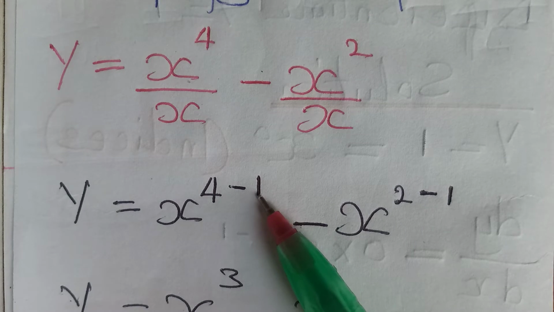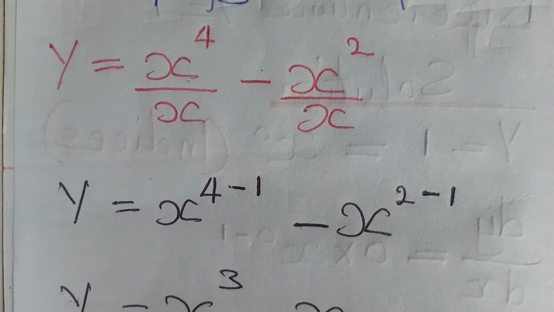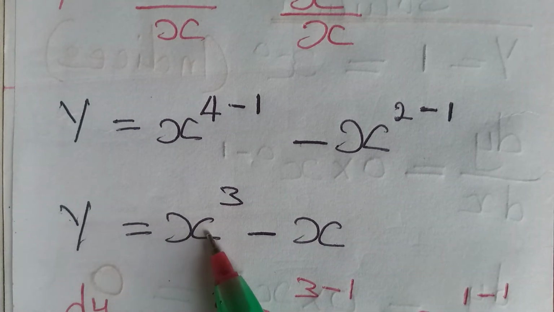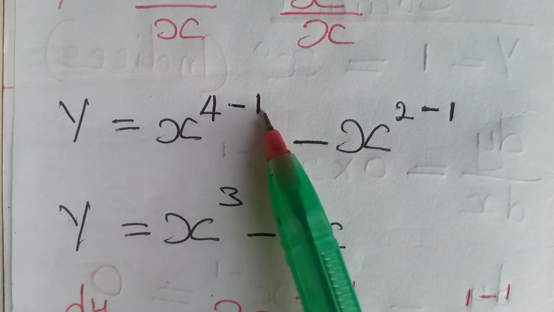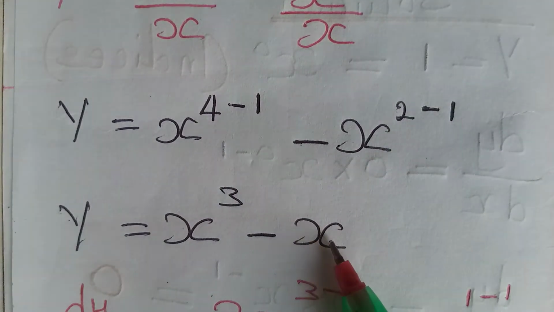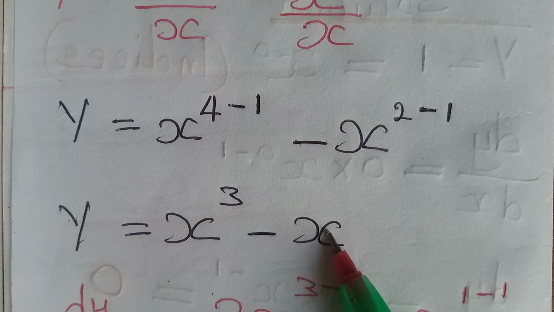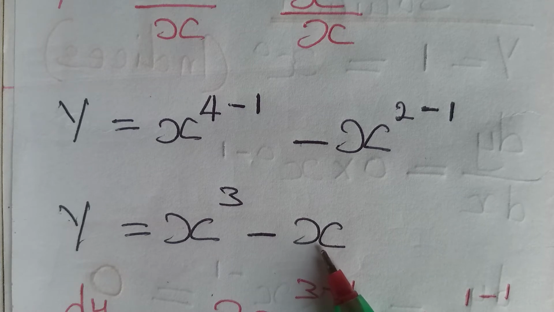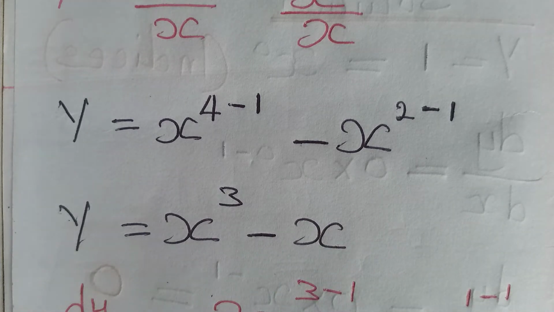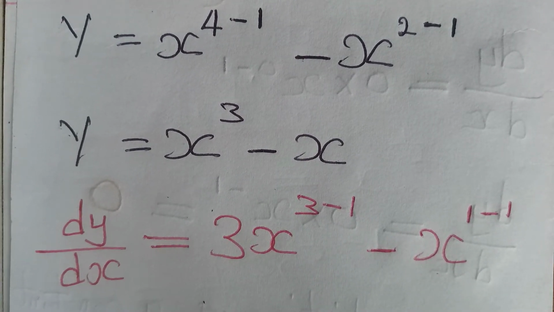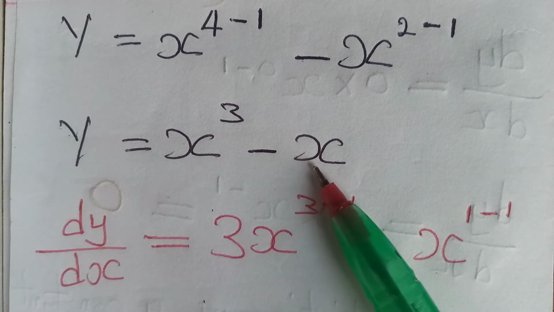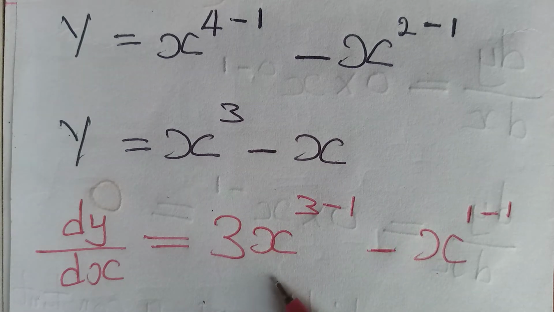4 minus 1 will give you 3, 2 minus 1 will give you 1. And that is what we have next in this line. You can see here y equals x raised to power 3, because when you remove 1 from 4, you have this. Then 2 minus 1 will give us this. Now, it is at this stage that you perform the actual differentiation. Take note that all we have been doing is simply to simplify. We needed to put the fraction in a form that will be easier for us to differentiate. And at this stage, you will see how easy it is for us to differentiate.